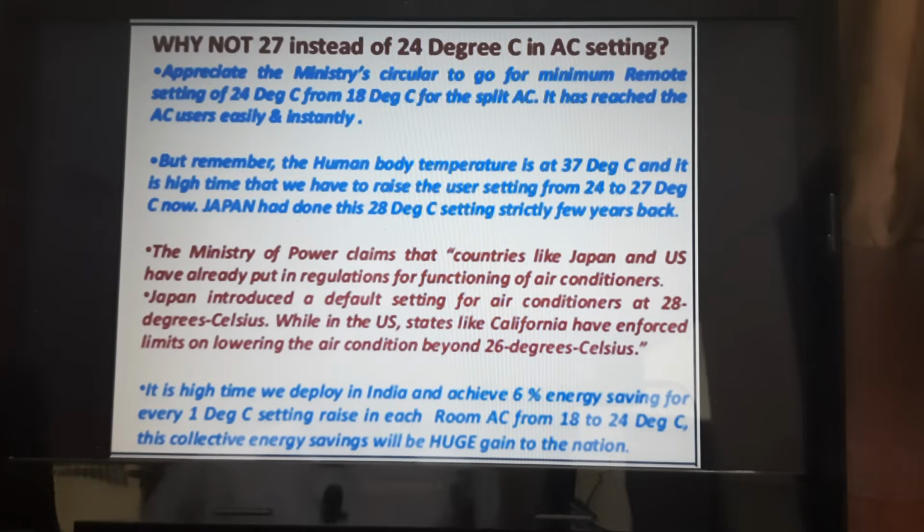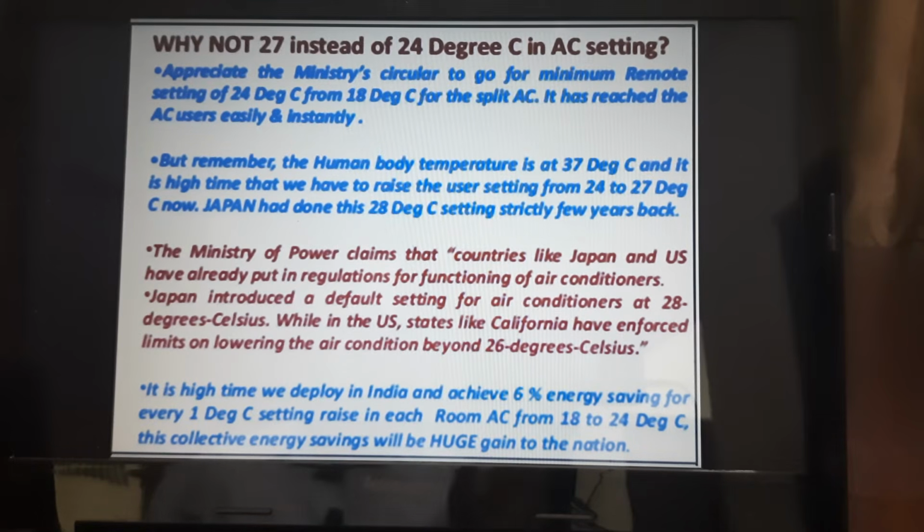Why is it suggested from 27 degrees and not 24 degrees here? Because a country like Japan, almost many years back, has already given the guidance, and has informed its citizens to maintain their air conditioners at 28 degrees only.